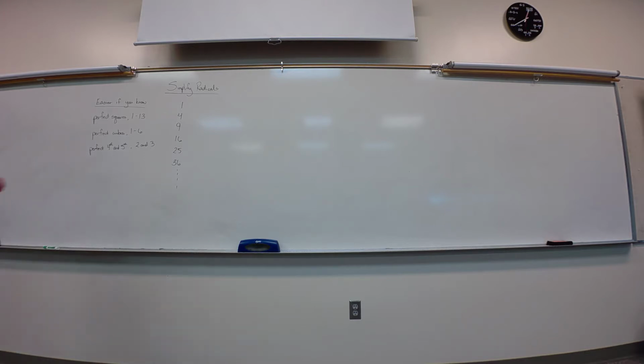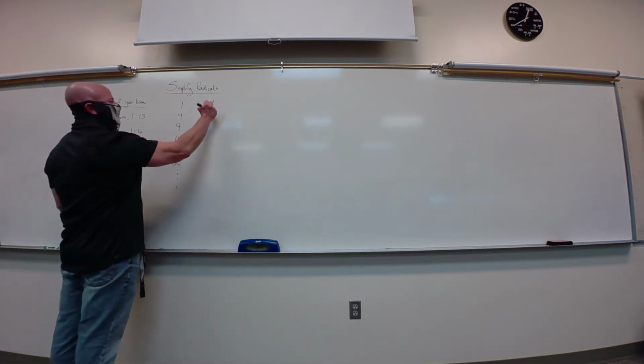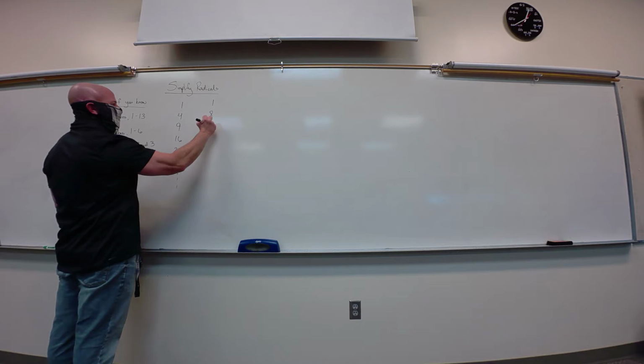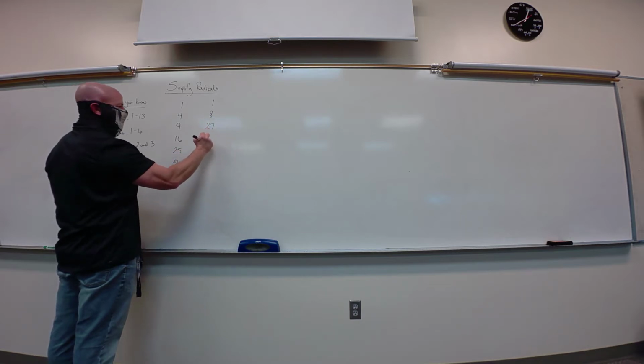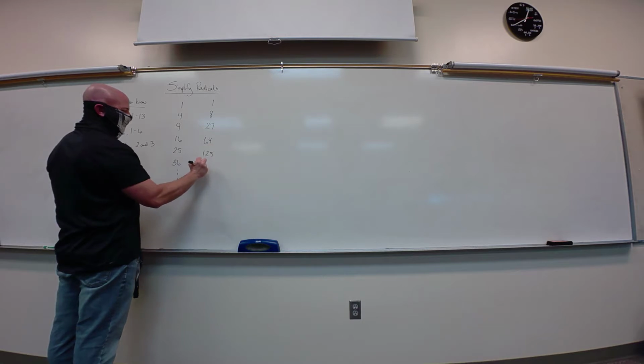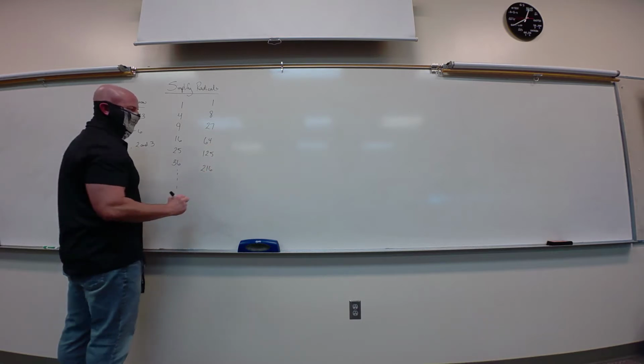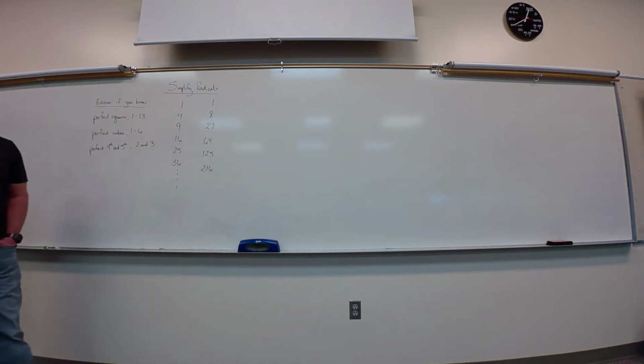Perfect cubes. 1 cubed is 1, 2 cubed is 8, 3 cubed is 27, 4 cubed is 64, 5 cubed is 125, 6 cubed is 216. And you're not going to be as familiar with those, but you've seen a perfect cube before. Probably the last time you dealt with it was factoring a sum and difference of cubes. We are definitely better with squares than we are with cubes, but we've seen them.